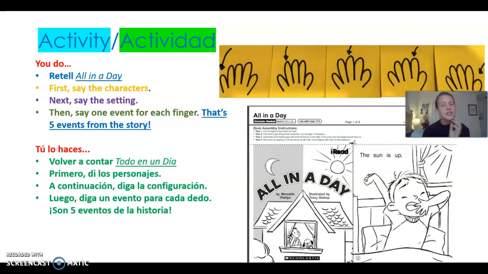So just a little review. We're going to say the characters of All in a Day. Who is in our story? We're going to say the setting, which is where and when the story takes place. And then we're going to say one event from the story for each finger. That's 1, 2, 3, 4, 5 events from the story. So we're going to have our characters, our setting, and 5 events.